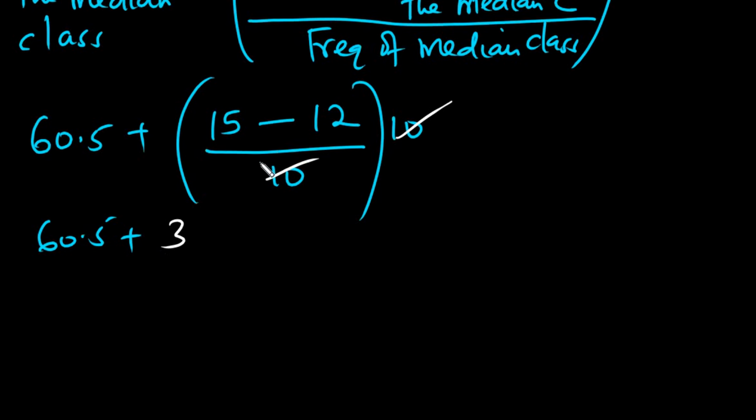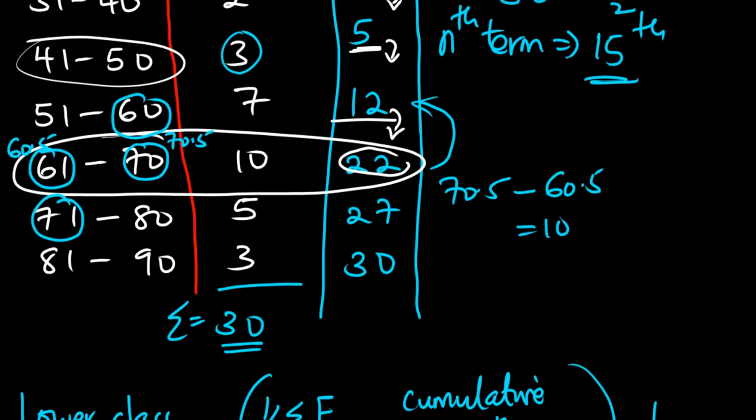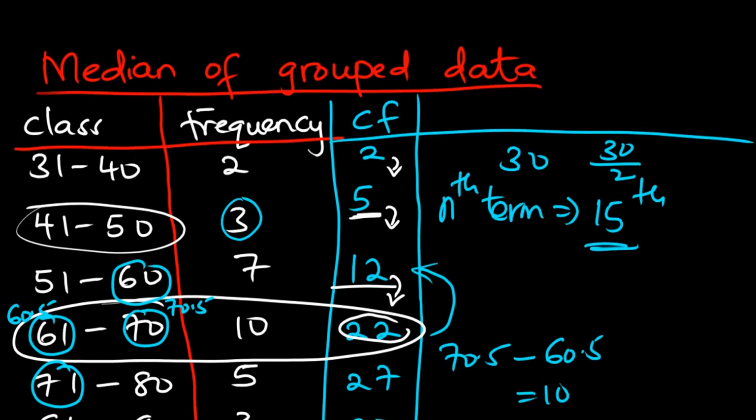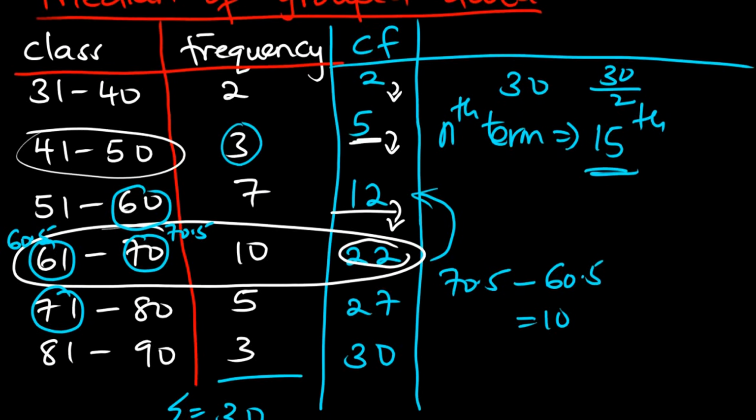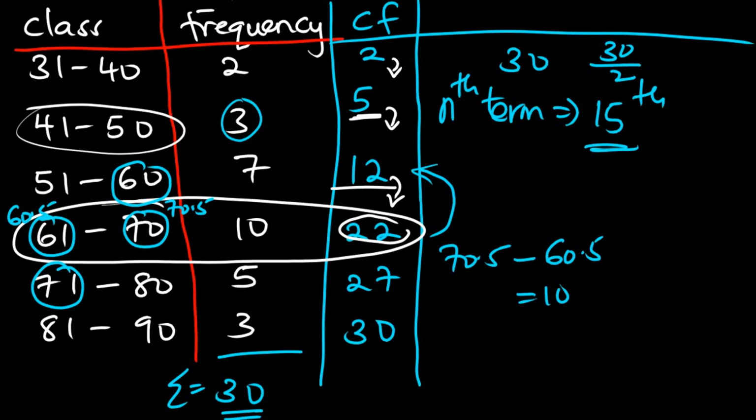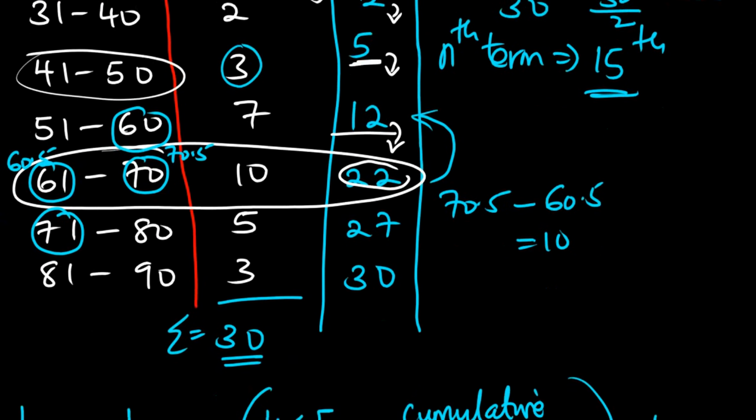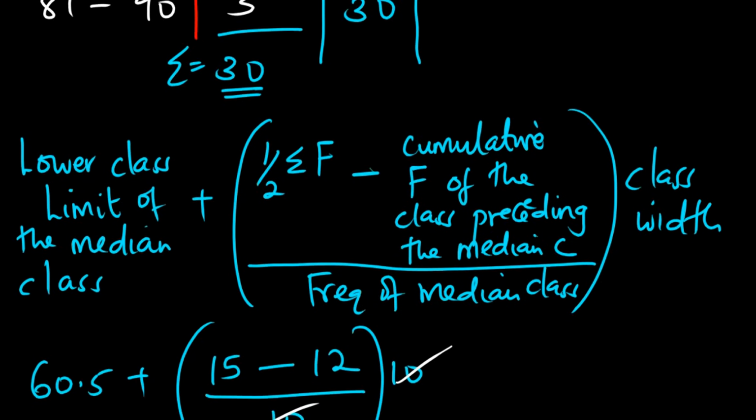So it's going to be 60.5 plus 3, which is going to be 63.5. So that is the median mark of these students. I believe that you have understood.